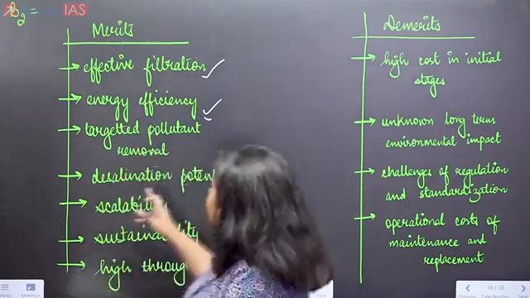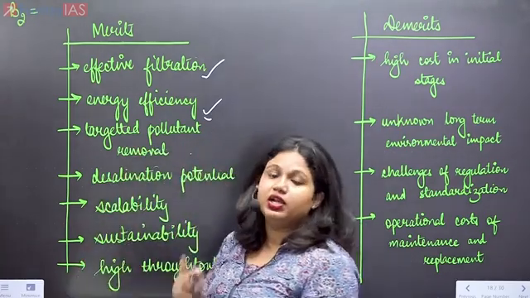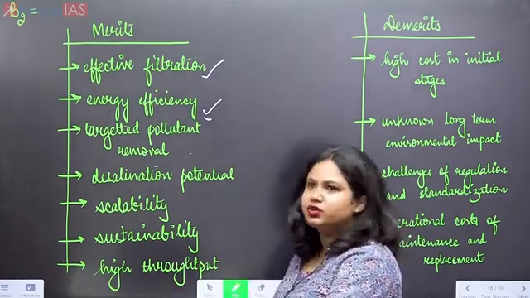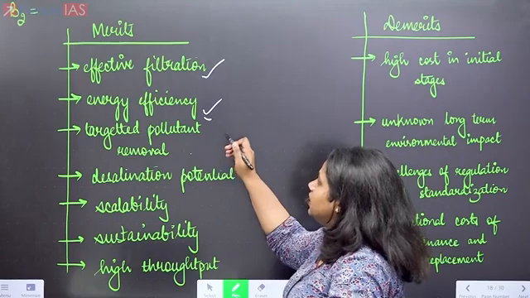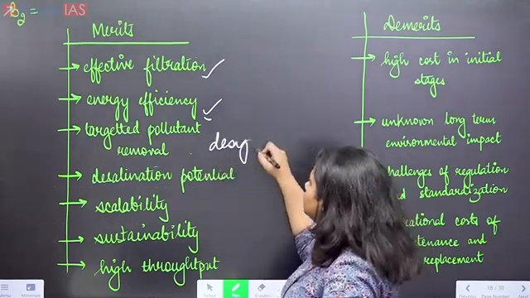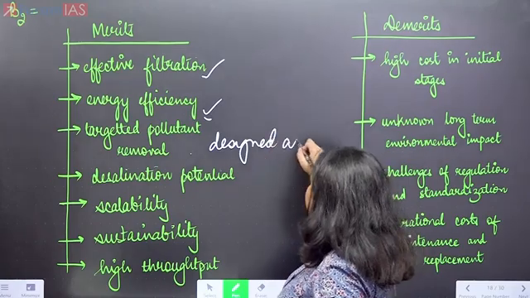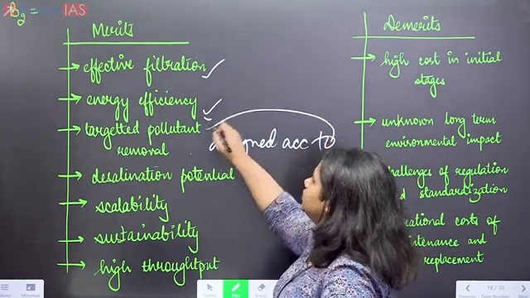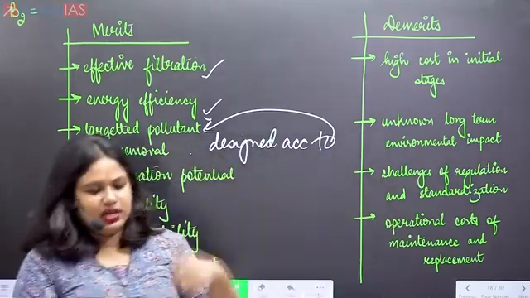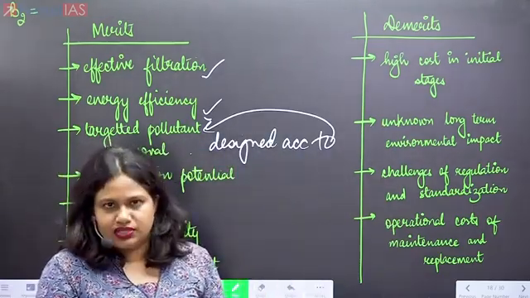Then it can have targeted pollutant removal. If you know that in that source of water there is a specific type of pollutant, the nano filter can be designed according to the pollutant, right? Because the system can be designed according to the problem, you can have a very efficient process.